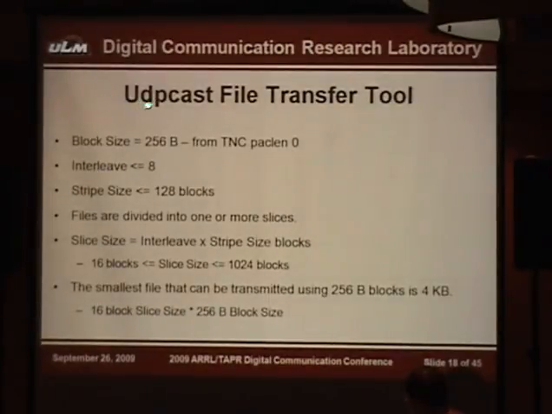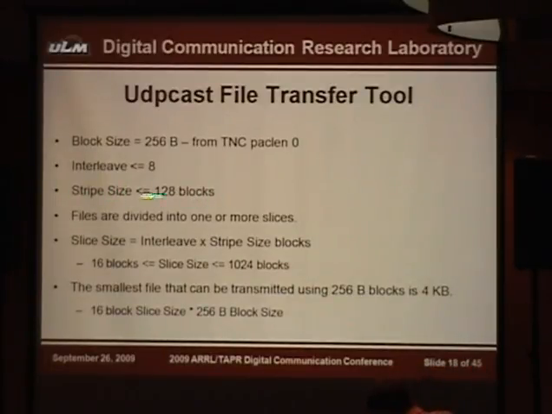UDP-Cast then places certain requirements or restrictions. For me, this isn't a restriction, this was a definition. I'm using 256 byte blocks, and that's coming from the fact that I'm using the KPC3 Plus, so I'm setting the TNC pack length to 0, which is 256. The interleave, the number of stripes in a slice, has to be less than 8. That's defined within UDP-Cast. The stripe size has to be less than 128 blocks.